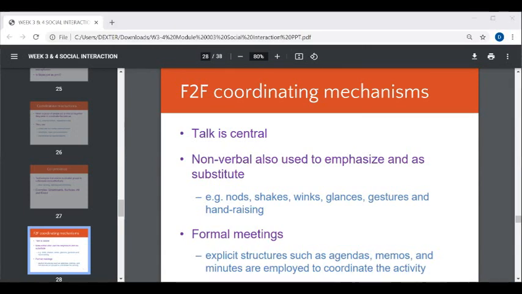Then the formal meeting. A formal meeting is a pre-planned gathering of two or more people who have assembled for the purpose of achieving a common goal through verbal interaction. These meetings are held at a specific time, at a defined place, and according to an agreed agenda.